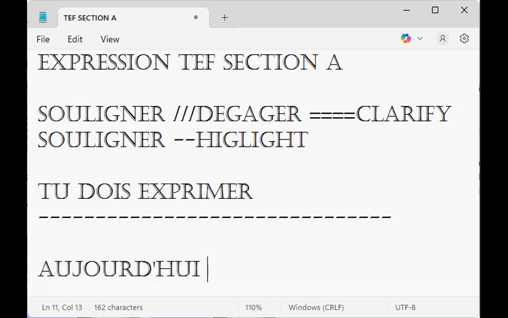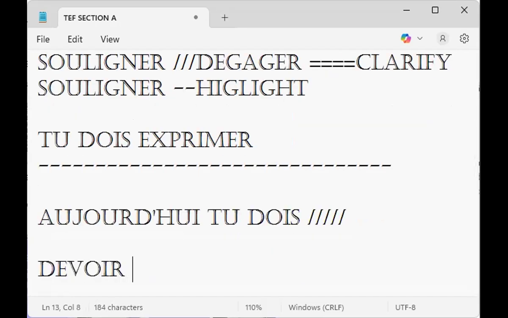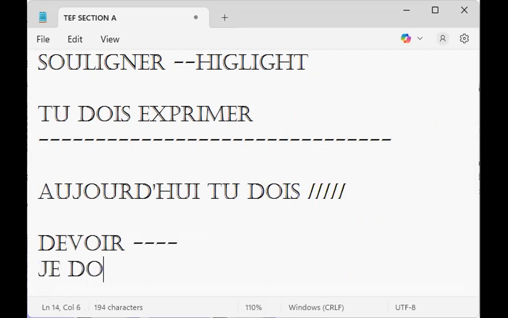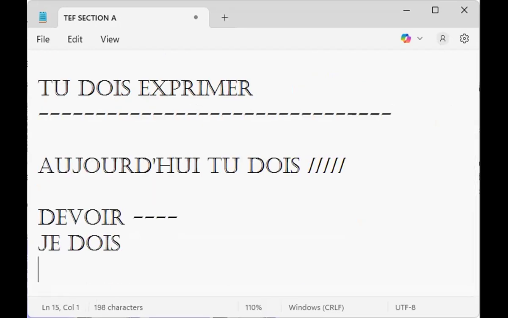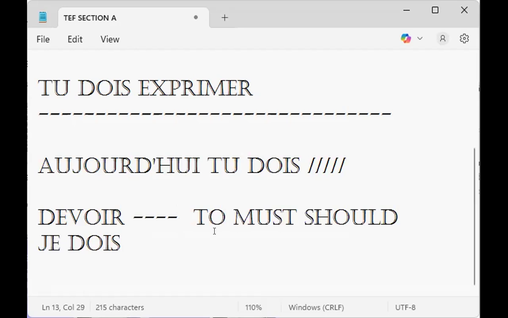Répétez après moi. Aujourd'hui, tu dois. You know, everyone is aware of the verb. Tell me, what is the verb? Ocean, tell me. Je dois. The word is must, or should, my friends. Tu dois.